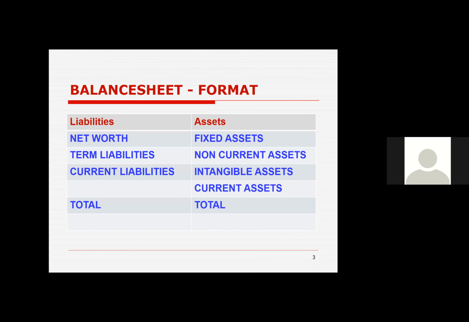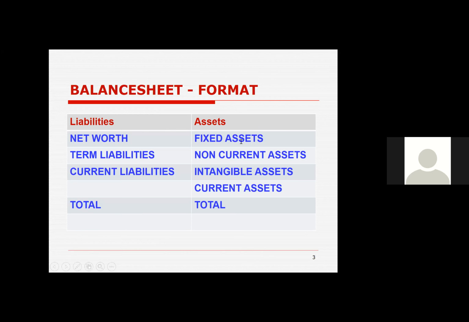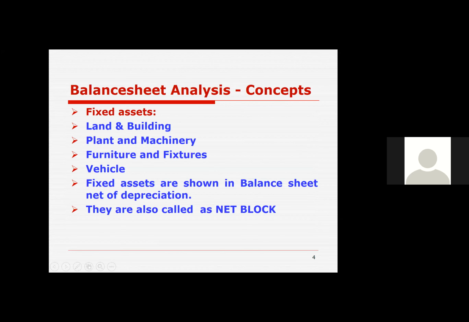So first what you should know, the liability is the source of funds and the assets are the uses of funds. The liabilities are grouped into three categories: net worth, term liabilities, and current liabilities. The assets are grouped into four heads: fixed assets, non-current assets, intangible assets, and current assets. Now, what are all the things we'll be seeing now? Coming to the asset side first, it is the fixed asset. Which are all the things that will come under fixed asset? Land and building, if the firm has invested in land and building that belongs to the firm.